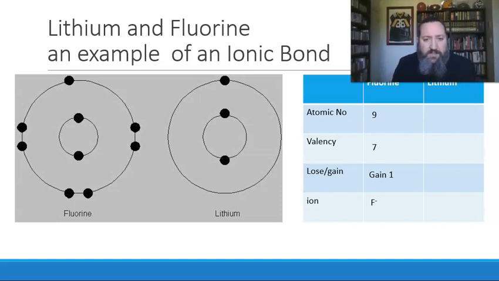Lithium essentially does the opposite. Now lithium has an atomic number of 3, so 3 electrons there. It has a valency of 1, because there's 1 electron in the outside shell. It's going to lose that 1 electron, and it becomes an Li+ ion, because now it has more protons in its nucleus than it has electrons in any of its shells.